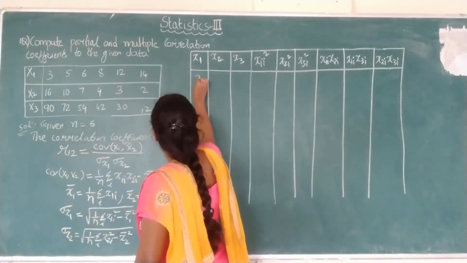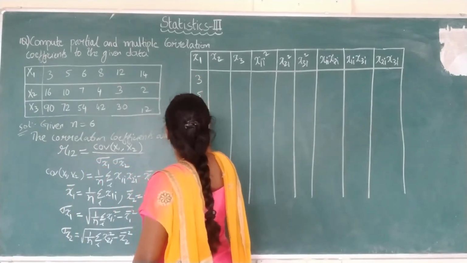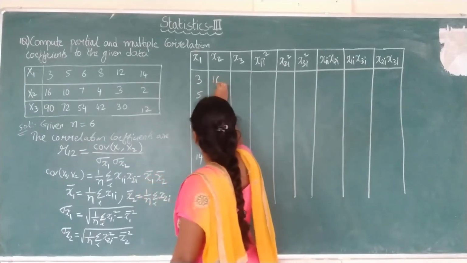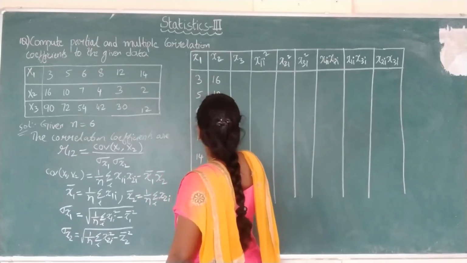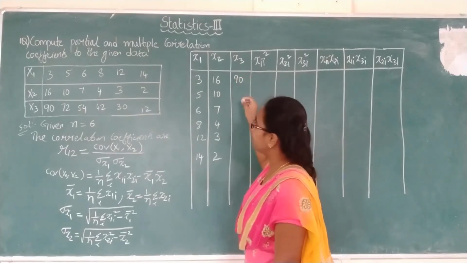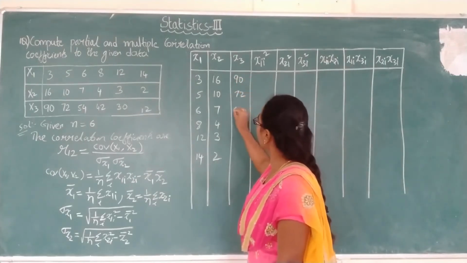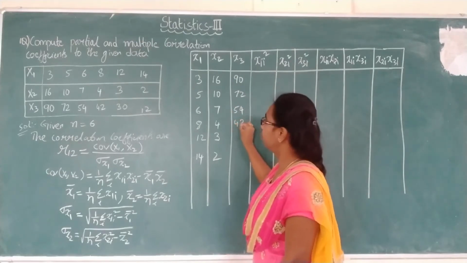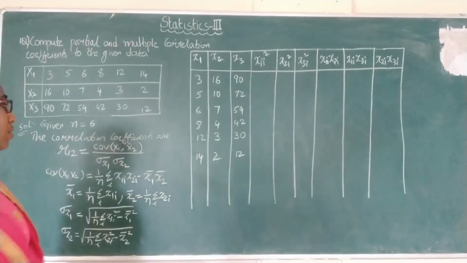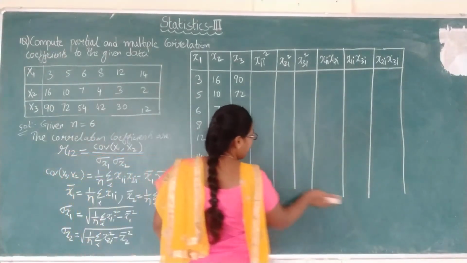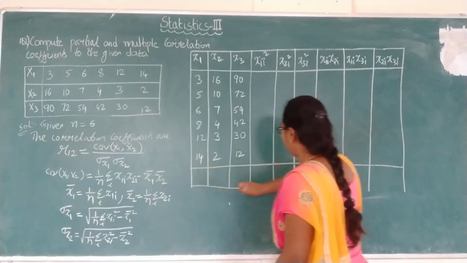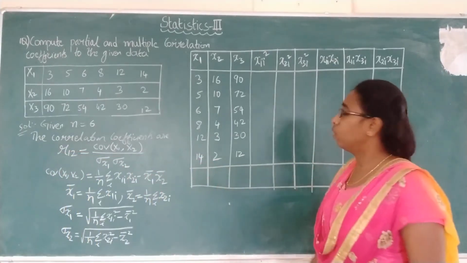So write down all the x1 values. What are the x1 values? 3, 5, 6, 8, 12 and last 14. Similarly x2 values 16, 10, 7, 4, 3 and 2. And the last x3 values are 90, 72, 54, 42, 30 and 12. So these are all the given values, that is x1, x2 and x3 values. So here I will be writing all the summation values.